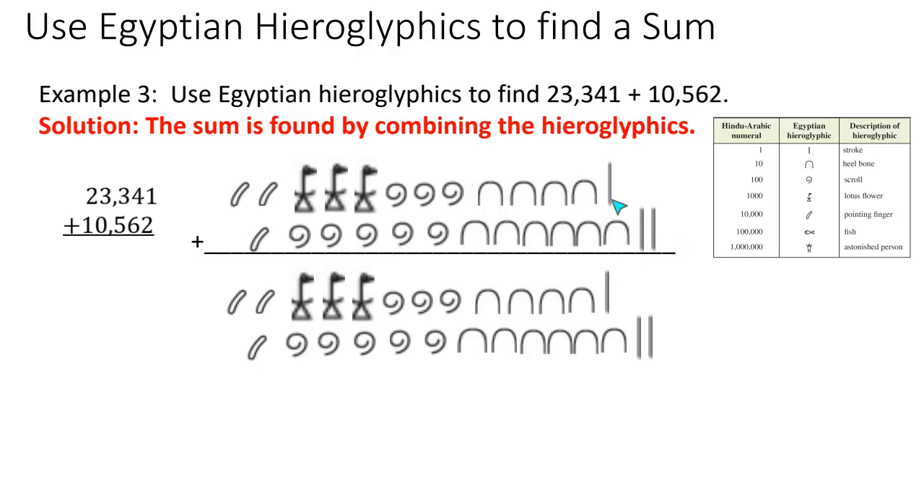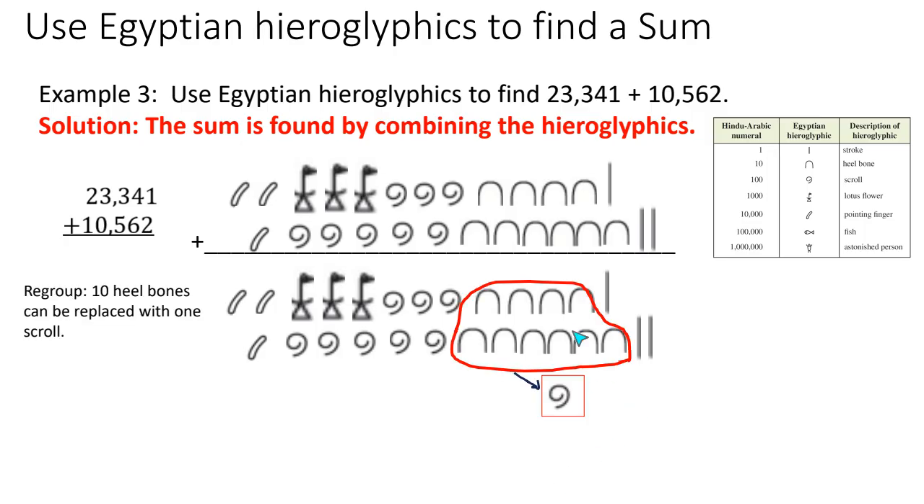So when we're adding them, we're putting them all together. And so that is what I did here. I put just all the symbols together. But then we want to see if we have any numbers that we can regroup. Okay, so to regroup, notice here that 10 of these heel bones is the same value as 1 scroll.